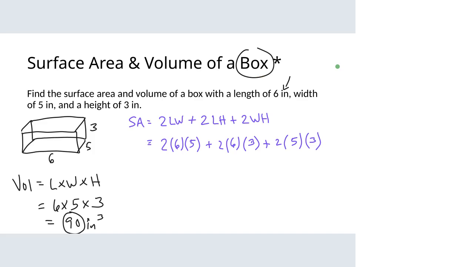And so we'll have 2 times 6 times 5. So let's see. 2 times 6 times 5 is 60. 2 times 6 times 3 is 36. And 2 times 5 times 3 is 30. And we'll add those together. 60 plus 36 plus 30, and end up with a surface area of 126. Since it's surface area, we're going to have square inches because area uses square units. And we have 126 square inches would be our surface area.